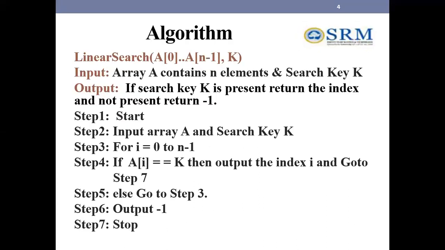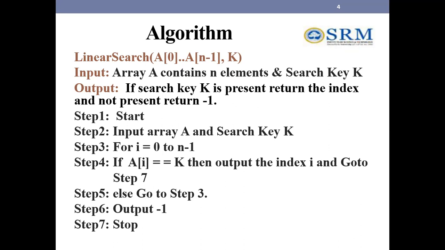Algorithm name is linear search. Input is array A with n values. So the index ranges from 0 to n minus 1. It contains n elements and search key k. So the input is array A containing n elements and search key k. What's the output? If the search key k is present, the algorithm returns the index of the search key. That means the index where it is present in the array. The location of the search key value in the array is called the index. And if the value is not present, the algorithm returns -1.